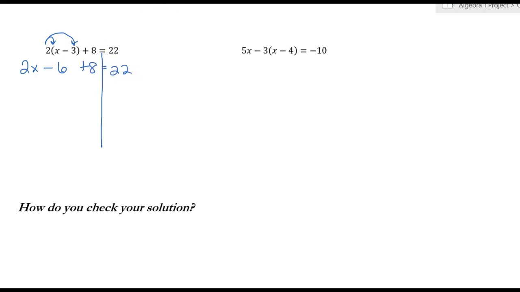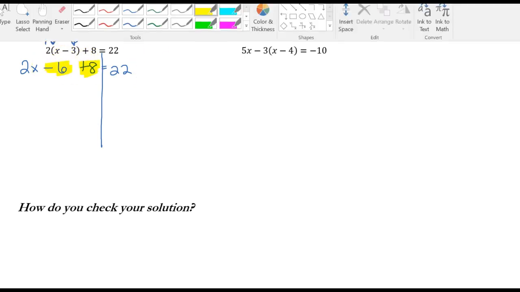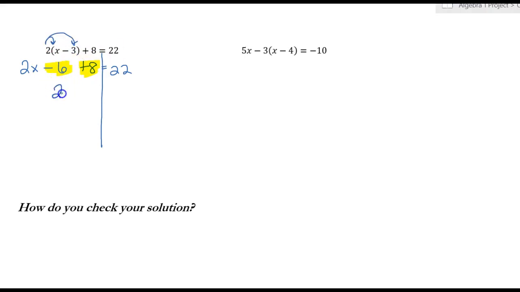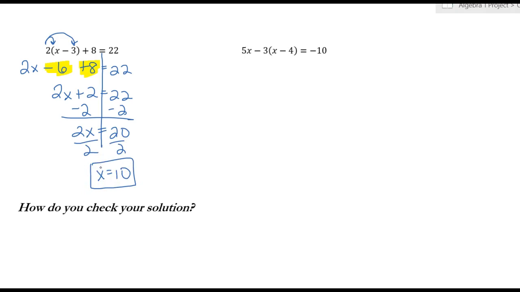And so now I look to see if I have any like terms, and I do. I have this negative 6 and this positive 8. And negative 6 and a positive 8 is a positive 2. And now I have problems I could do. Just to get rid of a plus 2, I minus 2. So 2x is 20. And then now I'm going to divide by 2. So x is 10. So you just have to do one step at a time. We will continue to get more steps, but you go to these basics. Find what step to do first and do that.